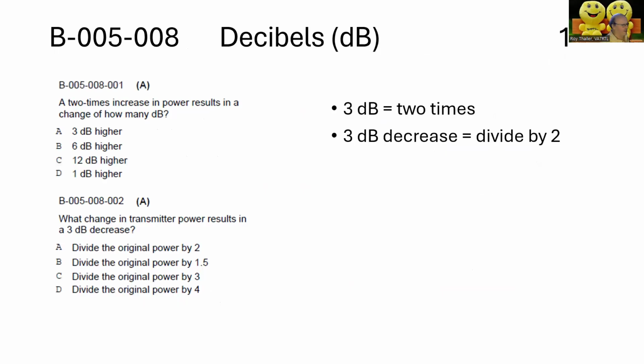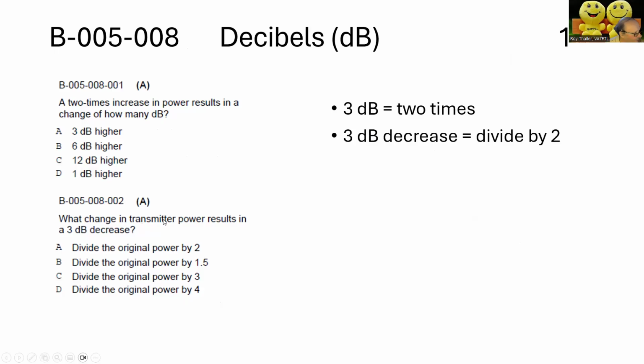So when you're comparing two different items, you get a ratio, and often the ratio is expressed in terms of decibels. And a 2 times increase in power results in a change of how many dB? So a 2 times change is a 3 dB higher. So A is the correct answer. So if it's positive, it's an increase. If it's negative, it can be expressed as a decrease or as a -3.